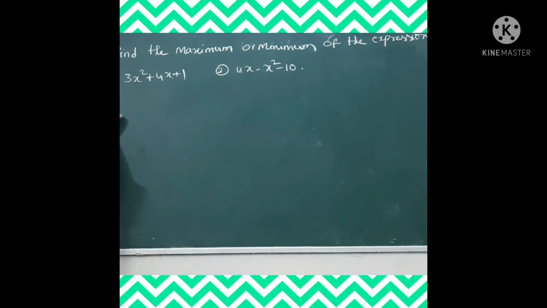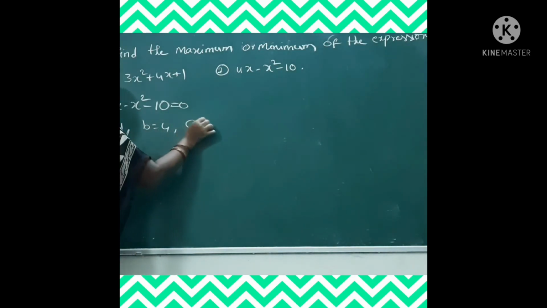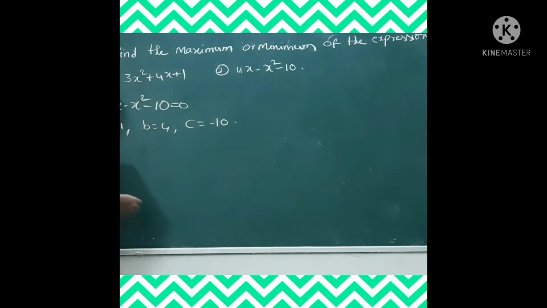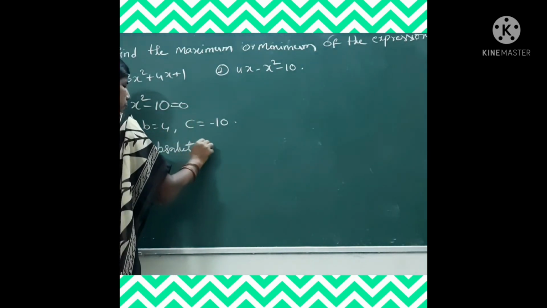See here, the second one is 4x minus x square minus 2 equals 0. The coefficient A is minus 1, B is 4 and C is minus 2. This one has a negative coefficient, that is A less than 0. A value is less than 0. Then absolutely it has a maximum.